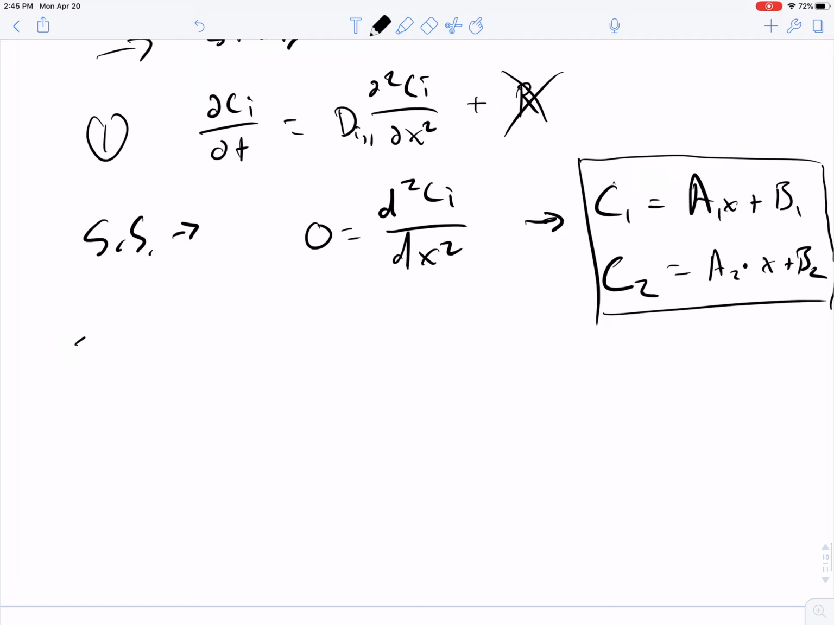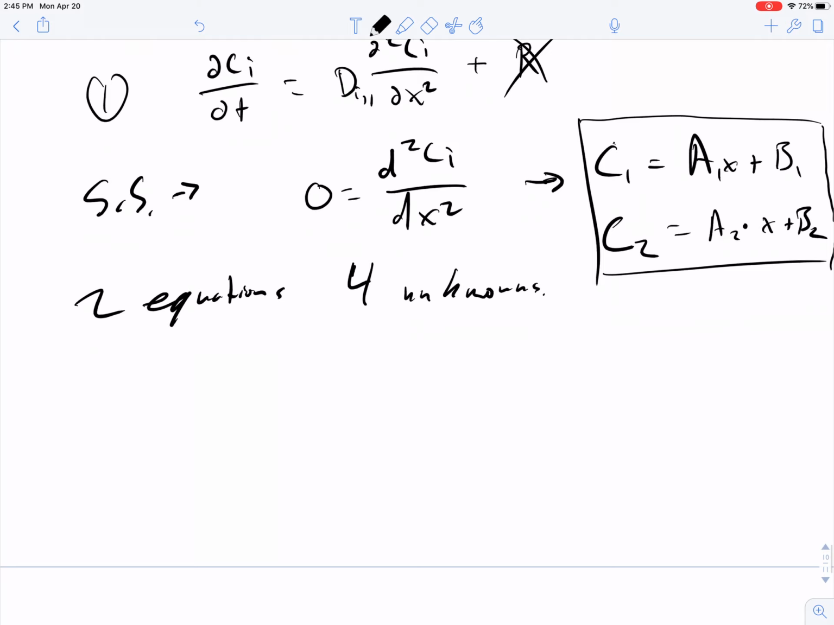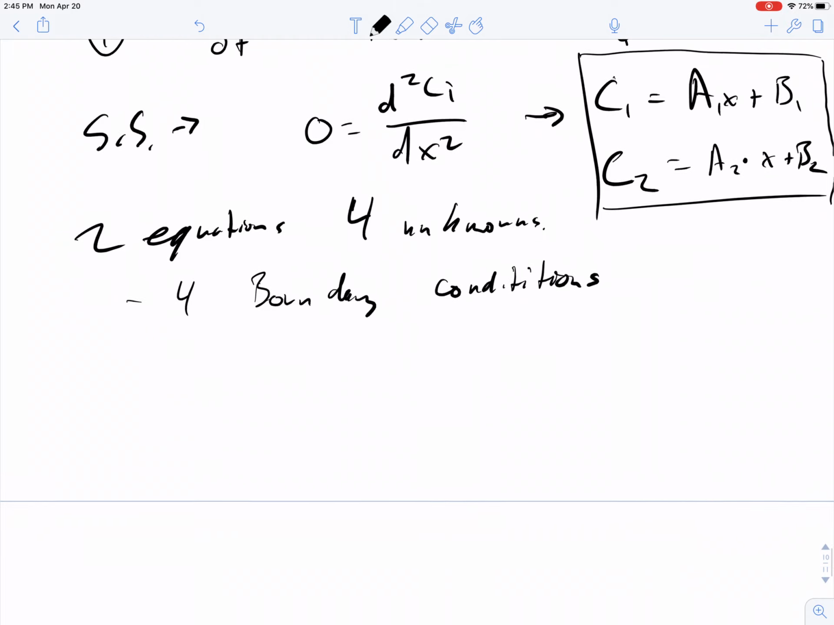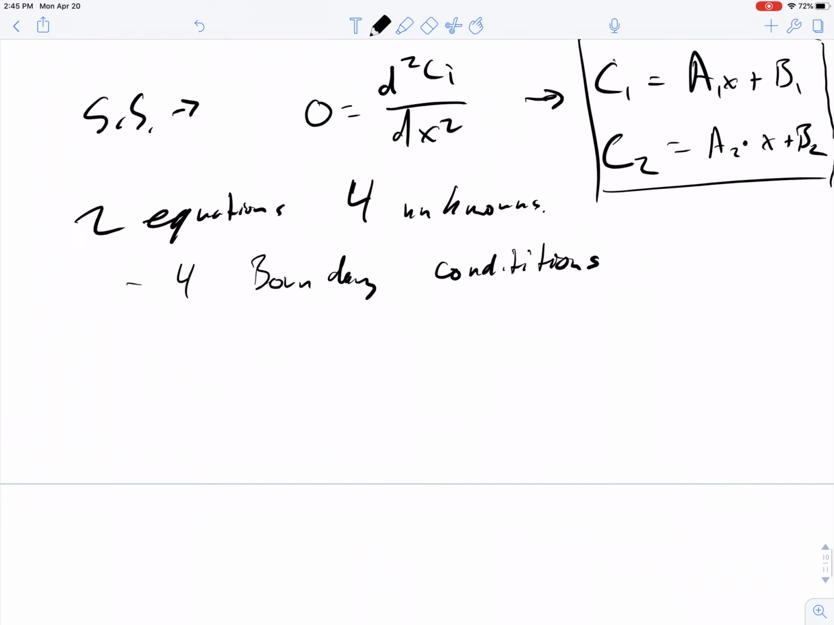Well, we have two equations, and we have 4 unknowns, but we also have 4 boundary conditions. And this is what we have to do. The hard part of this problem is not solving the differential equation. The hard part is solving for all the constants.